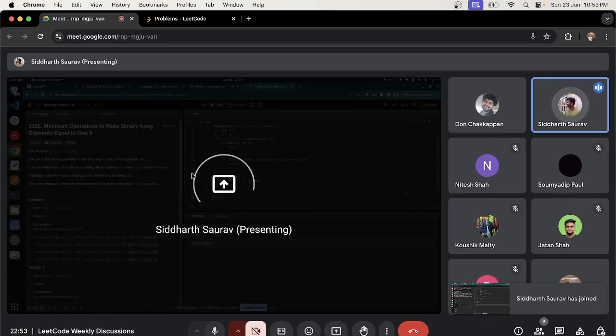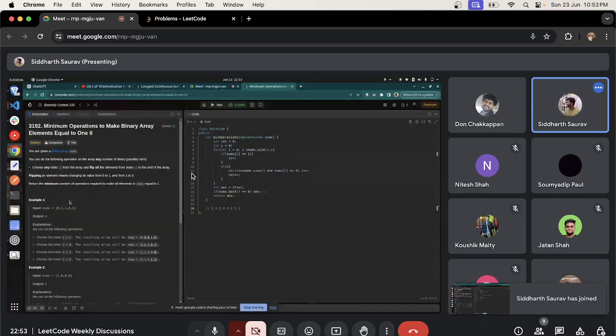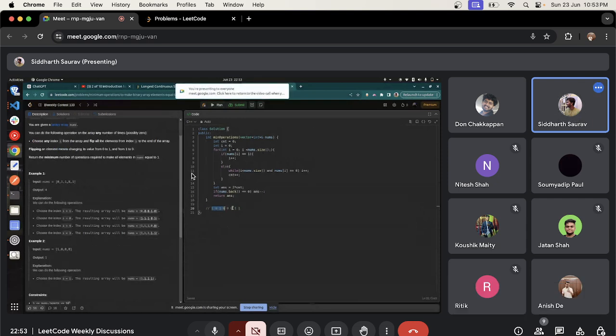Okay, so in the third question, the only difference from the previous question was, let's say this is our array. In the previous question, if we had to change this 0 to 1, we had to take all of these three elements and flip all of them. But in this question, if we select any index i, we have to flip the whole array from this i to the end.